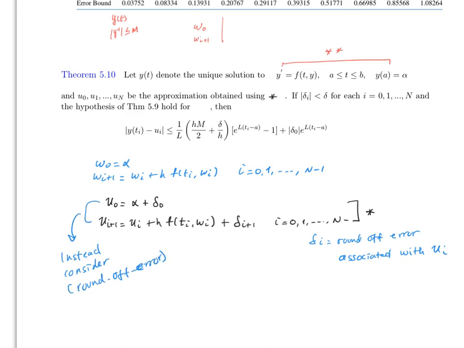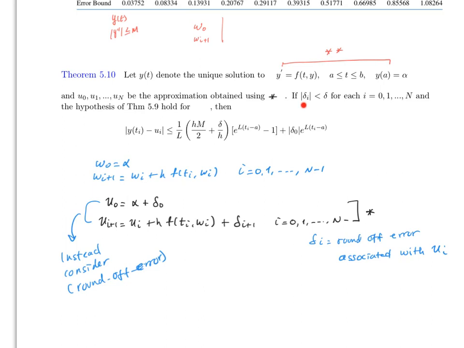Again, let me make sure that this is clear. If I ask you to use Euler's method, this is the one we're going to use. If we're trying to find the theoretical error bounds, this is the method that we're actually using. Okay, so let me go back to the theorem. So theorem 5.10 says this again. Let y(t) denote the unique solution to this initial value problem, and u0 to un be the approximation obtained using star, which is this part.